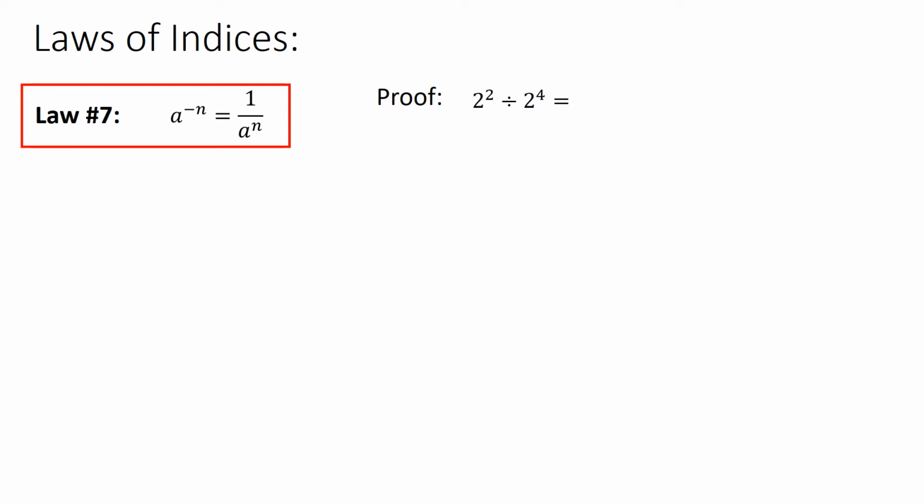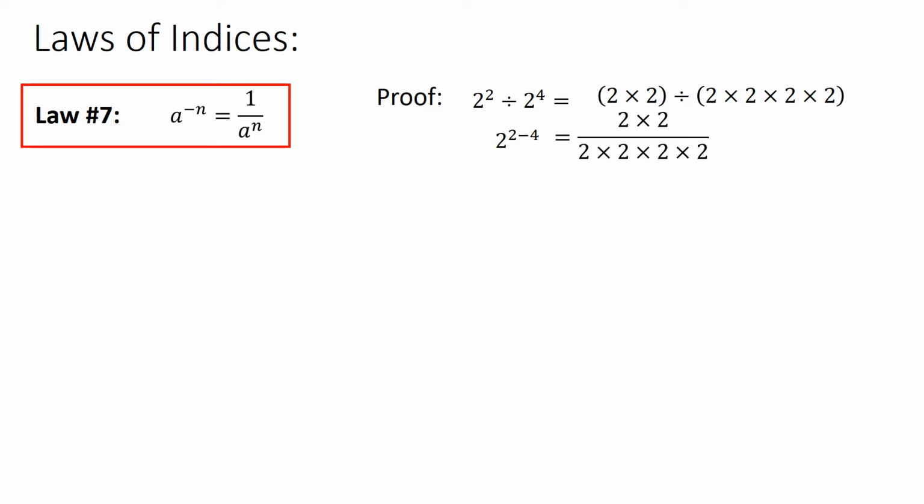Let's say 2 to the power of 2 divided by 2 to the power of 4 equals 2 multiplied by itself 2 times, divided by 2 multiplied by itself 4 times, which for the division becomes 2 to the power of 2 minus 4 equals 2 times 2 divided by 2 times 2 times 2 times 2, and we can cancel each of the 2s here, and 2 to the power of negative 2 equals 1 over 2 squared.